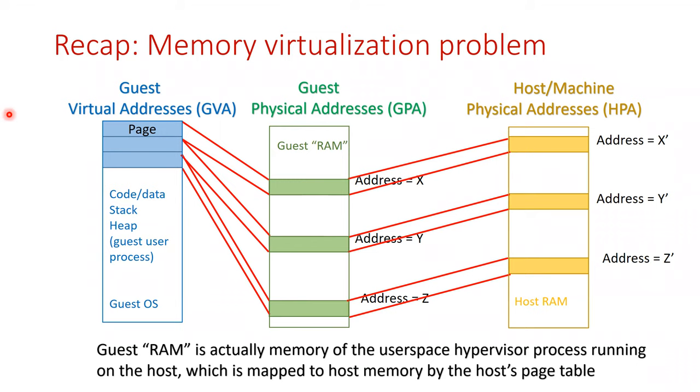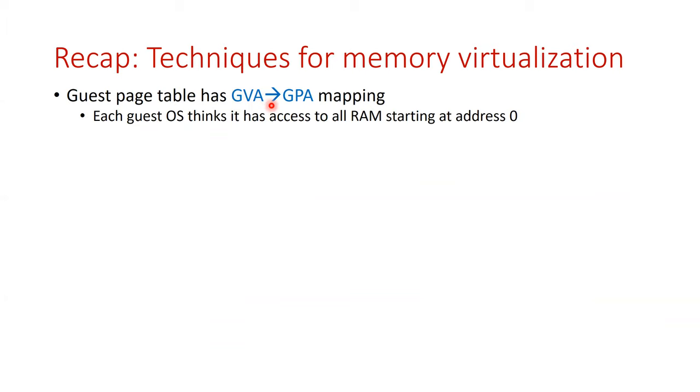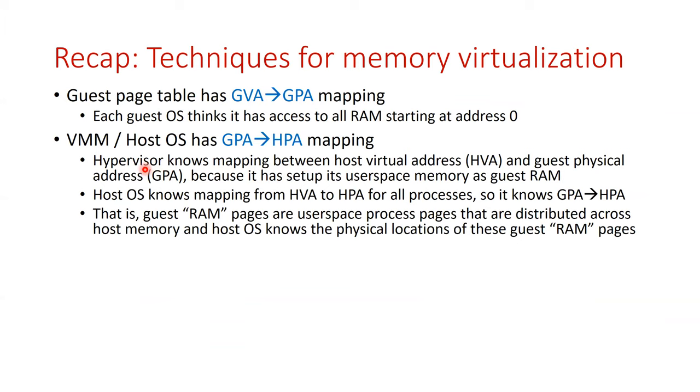If a guest process wants to access a certain memory location, it will give out guest virtual addresses. We have to translate them all the way to host physical addresses for the guest to function properly, right? So we have the guest page table. This only maps from guest virtual address to guest physical address. Each guest OS thinks it has access to a certain RAM, but in reality, it does not. What the guest thinks is its RAM is simply some memory in the hypervisor address space.